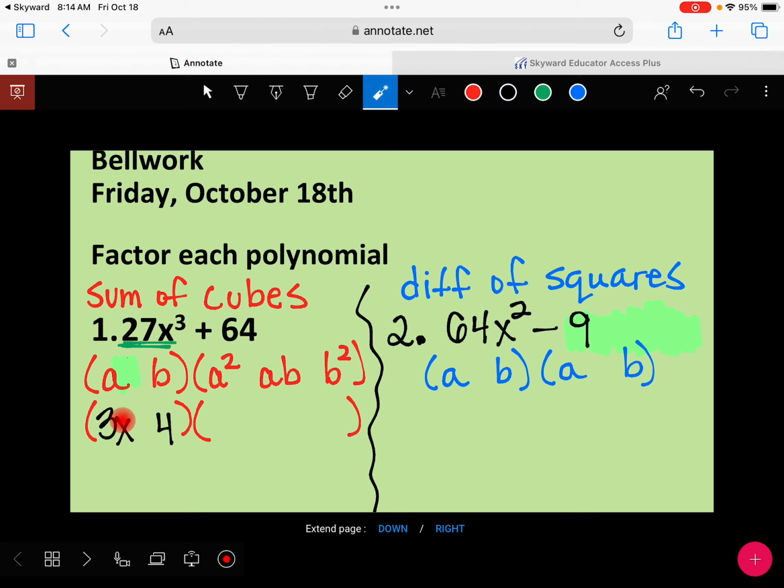So then our next thing we're going to do is take this A value and multiply it twice. So we're going to take 3x times 3x, and that gives us 9x squared. And then in the middle, we multiply these 2 together. So what is 3x times 4? 12x. So that will go in the middle. And then at the end, we have 4 times 4, and 4 times 4 would be 16. So now we have all 5 terms, and now we SOAP it.